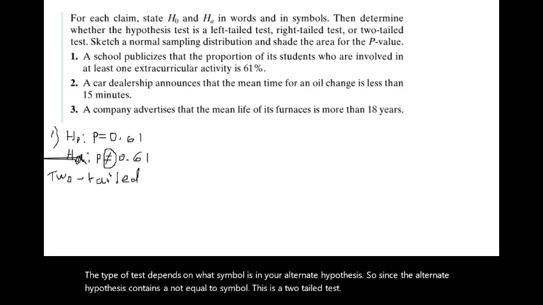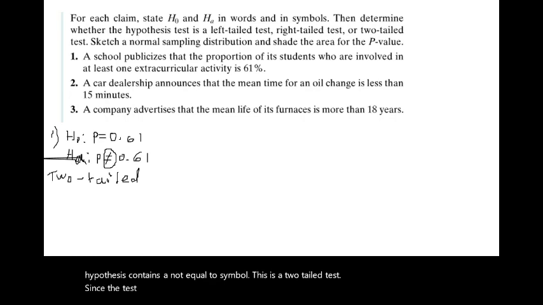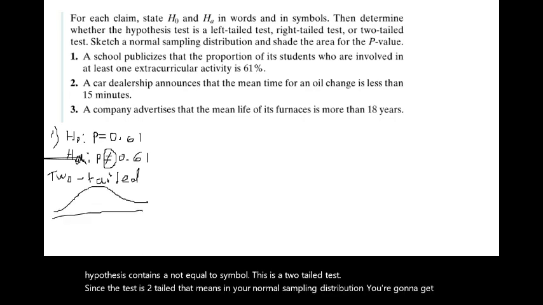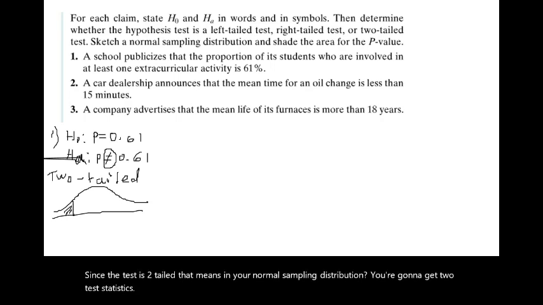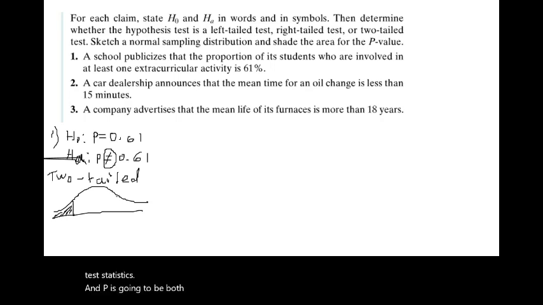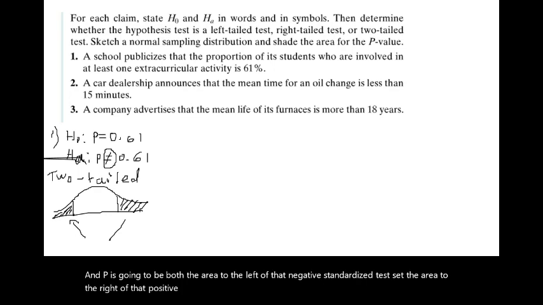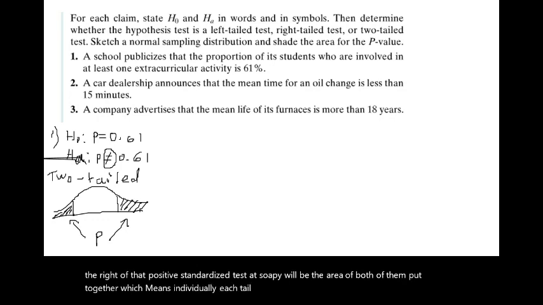Since the test is two-tailed, that means in your normal sampling distribution, you're going to get two test statistics, and P is going to be both the area to the left of that negative standardized test stat and the area to the right of that positive standardized test stat. So P will be the area of both of them put together, which means individually each tail is 1/2 of your p-value. So this left tail is 1/2 p, and this right tail is 1/2 p.